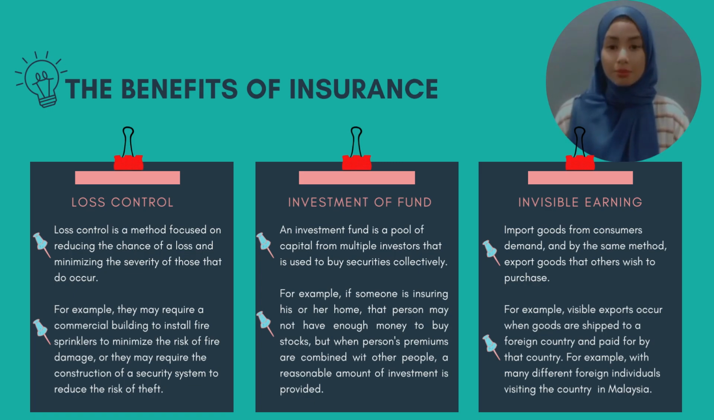For example, let's assume someone is insuring his or her home. That person may not have enough spare money to buy stock, buy real estate, or lend money. However, when that person's premiums are combined with the premiums of thousands of other people, a reasonable amount of investment is provided.